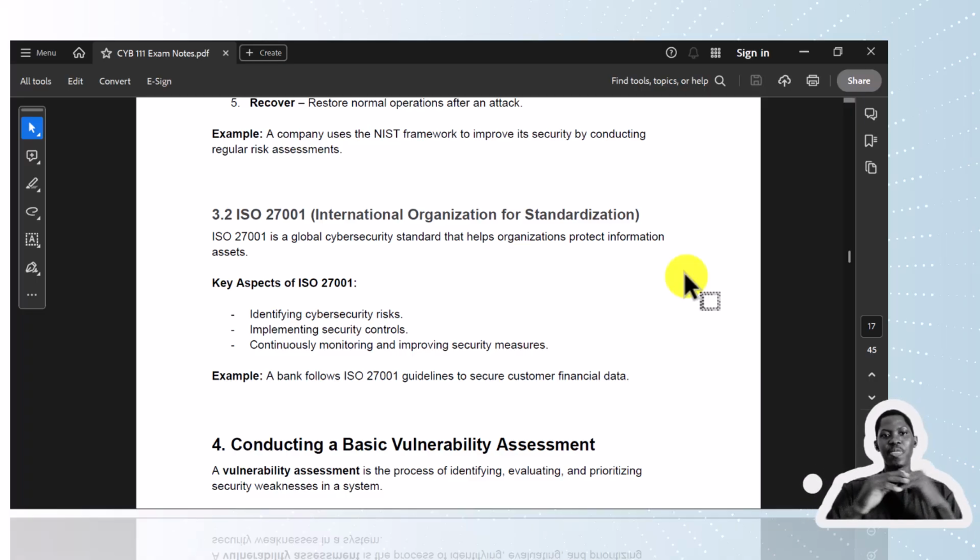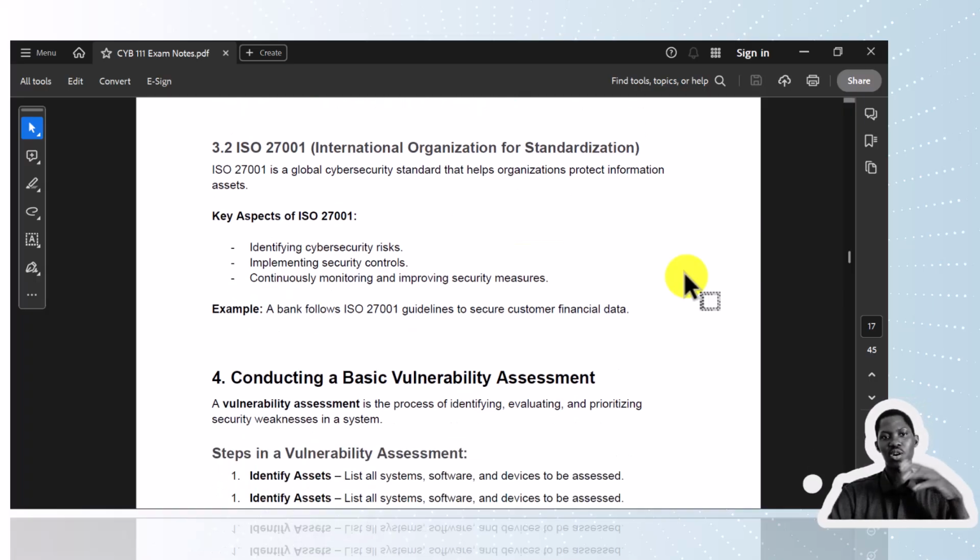An example, a bank follows the ISO 27001 guidelines to secure customer financial data. Your ATM card details, your PIN, your account balance, account details, your personal details, your transaction details, and all of those things.